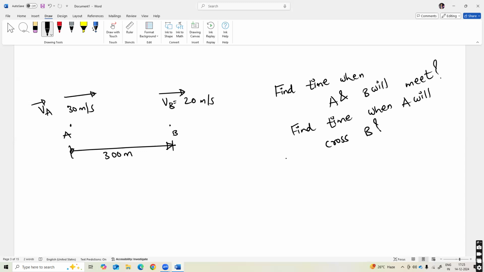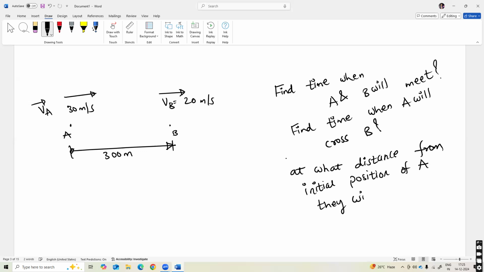The second thing they will ask is, at what distance from the initial position of A they will meet, or A will cross B. And similarly, they can ask at what distance from the initial position of B they will meet, or A will cross B. So these kinds of questions they can frame.